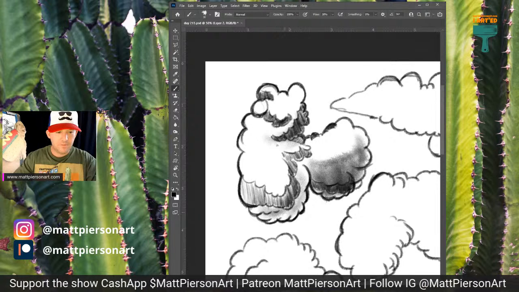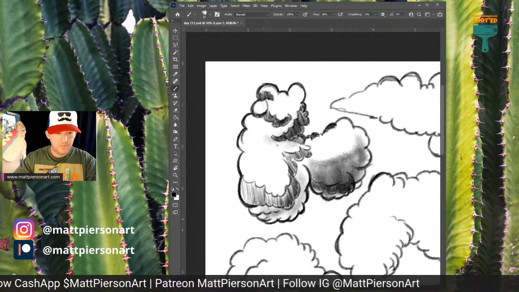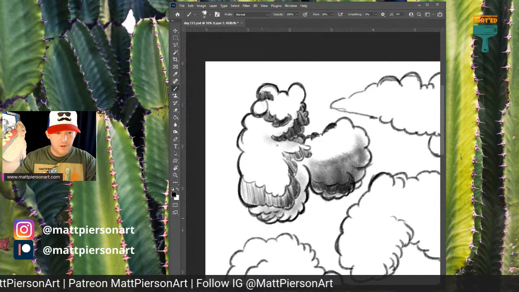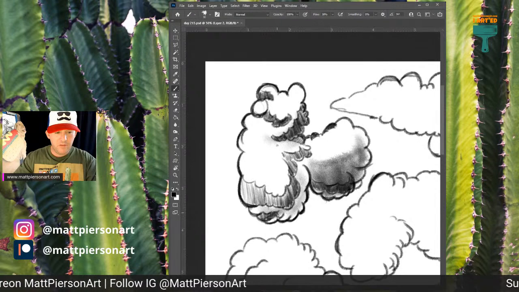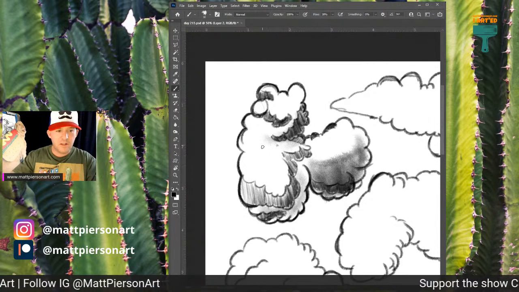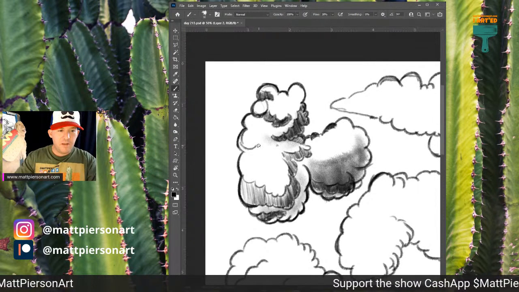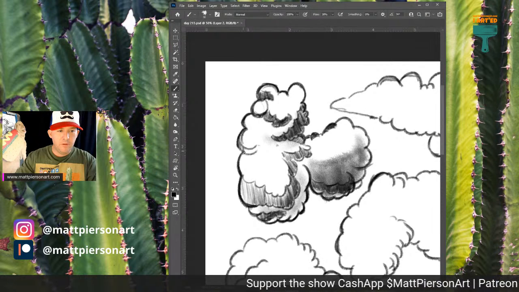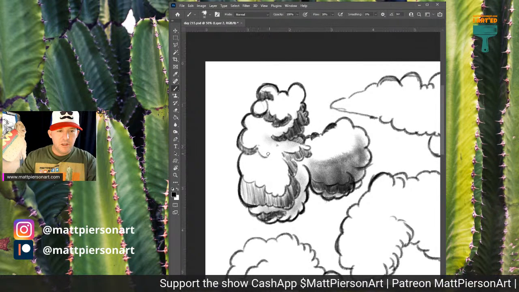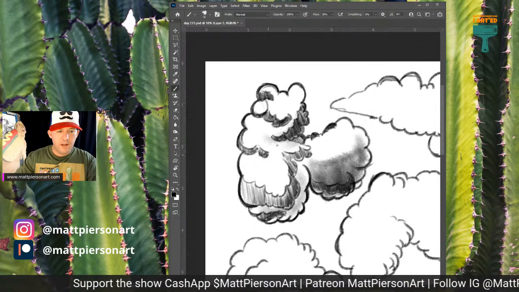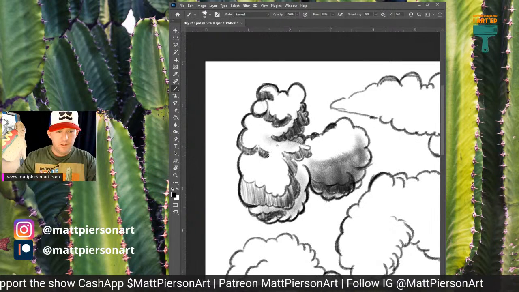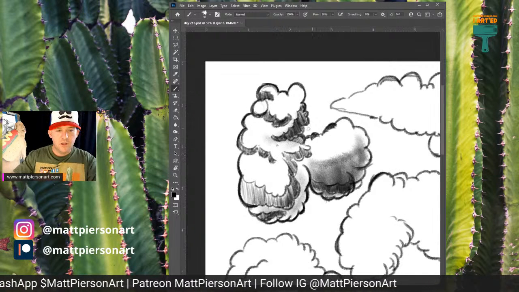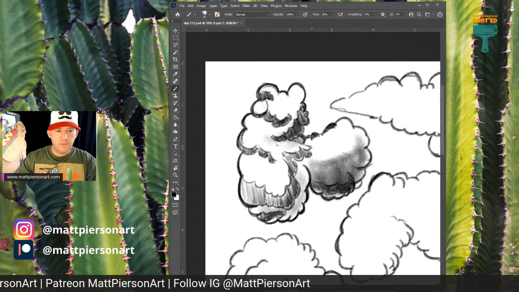I don't know. Let's see here. So I don't really have anything to explain regarding these clouds at the moment. I'm just fiddling around, having a little bit of fun and experimenting, hoping that I improve in some way or another when I do these drawings over and over again.